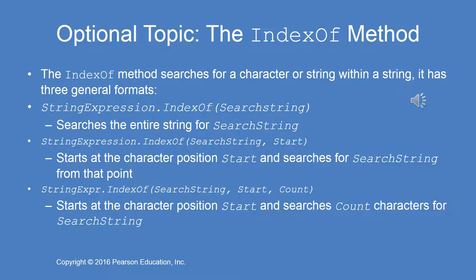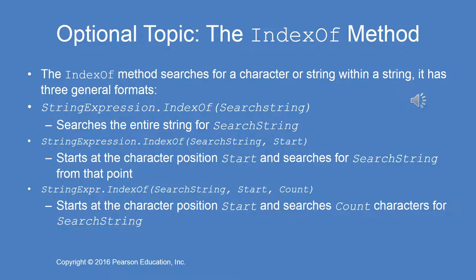The second version or variation of this has a second optional argument, which is the index number where you want to start. Remember, string indexing starts with zero. So the most significant or first character is index zero. The second is index one. The third is index two. This can be confusing when you're counting because we humans tend to start with one, but the indexing for strings is zero.